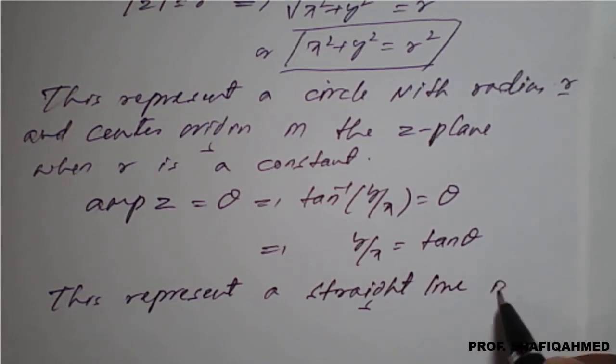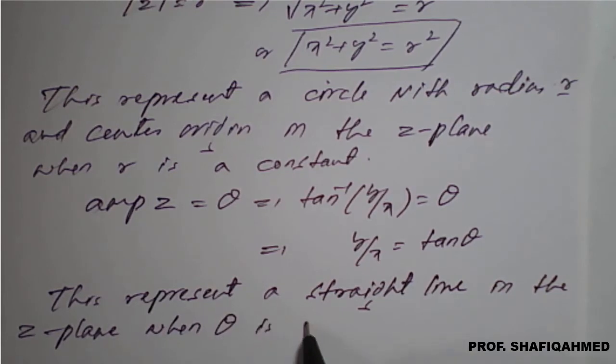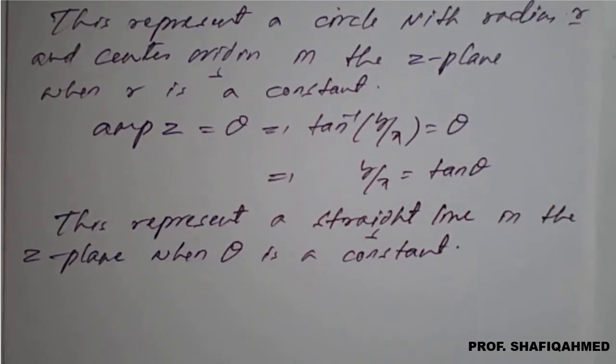Straight line in the z plane, when theta is a constant. Theta is a constant. So now all this that we have seen is for the z plane.